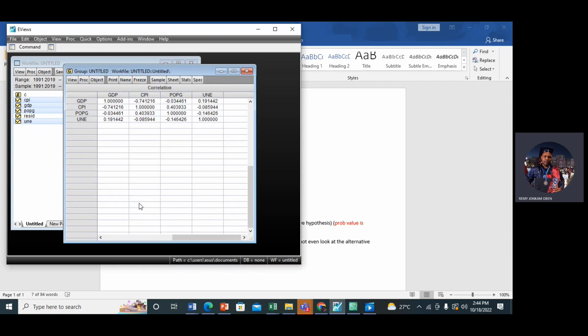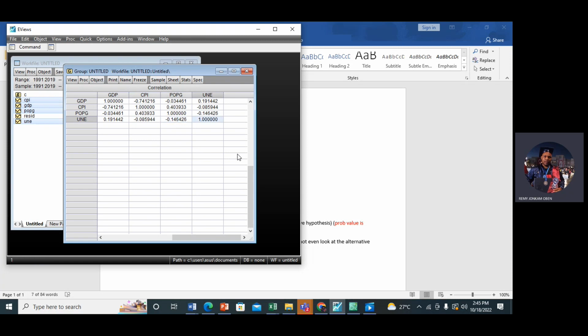This is the correlation matrix. It shows us the correlation. And in this correlation matrix, we have correlation coefficients. All these values you see inside here are correlation coefficients. For instance, this negative 0.7 is the correlation coefficient between CPI and GDP. This negative 0.08 is the correlation coefficient between unemployment and CPI. This negative 0.14 is the coefficient between population growth and unemployment.